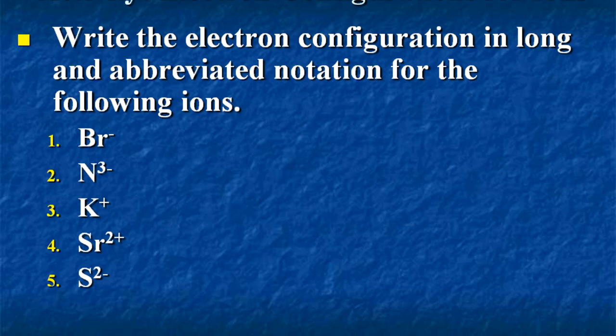So let's practice on electronic configuration of some of the ions. Br minus means what? How many electrons does Br have? 35. Br minus means how many electrons? 36. Yes, Cassidy.